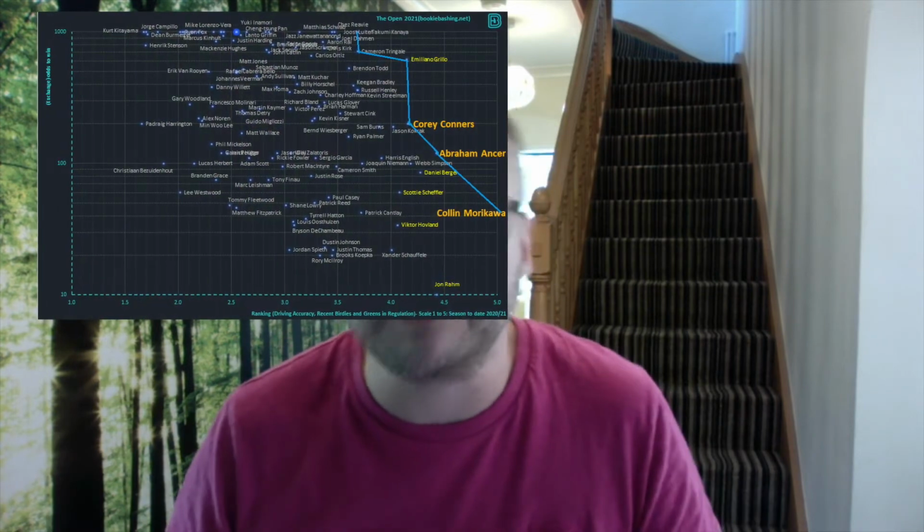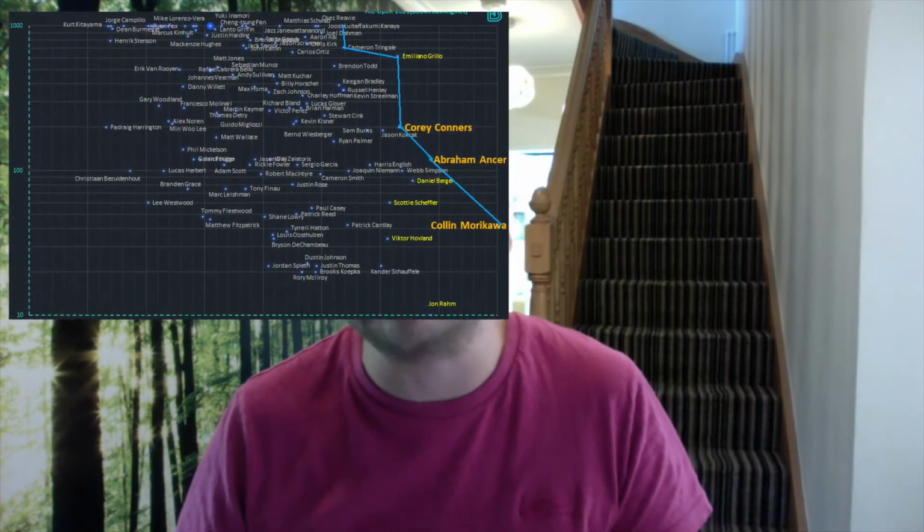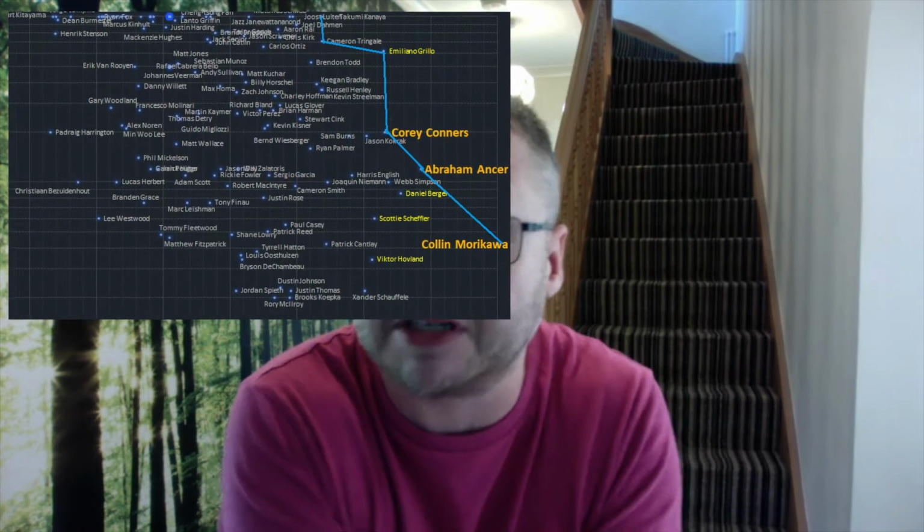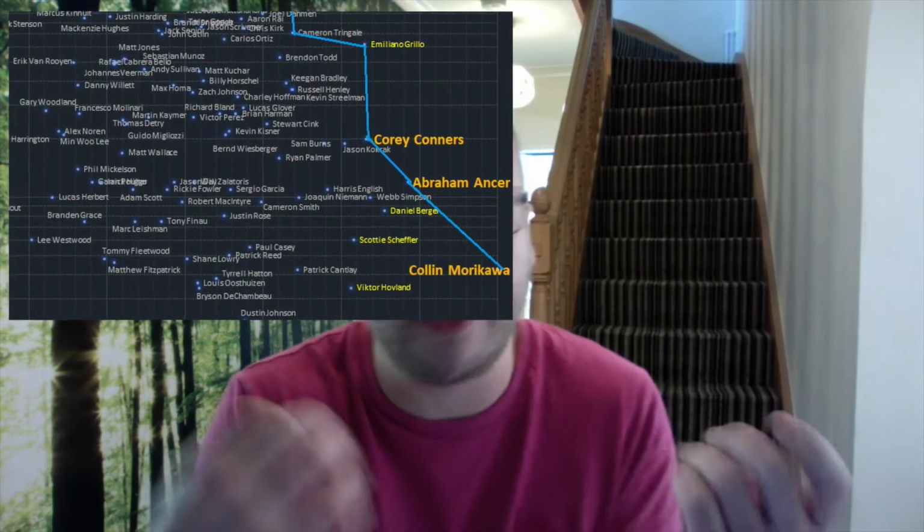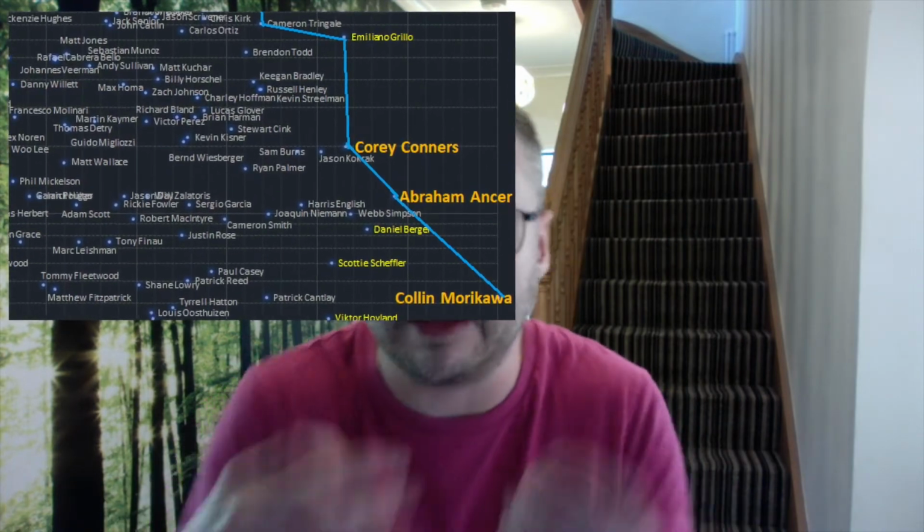And by doing this, we plotted a graph and we identified 6 golfers that occupied the efficiency frontier, including Colin Morikawa, Abraham Ancer, Corey Connors, and Emiliano Grillo. Also, we want to include and highlight some golfers that maybe are just outside the efficiency frontier, but they're lower odds because, of course, the odds compilers are factoring in some information that we want to take advantage of.